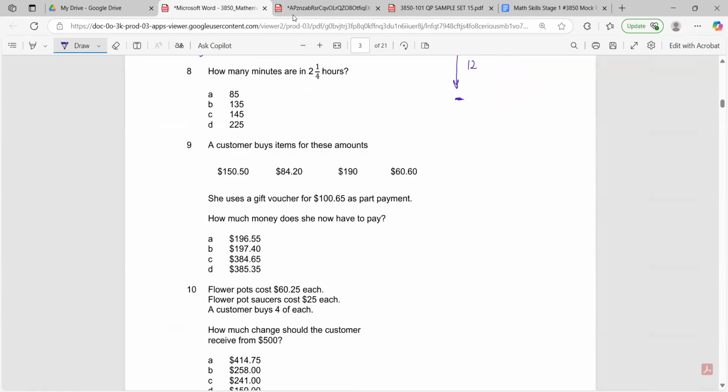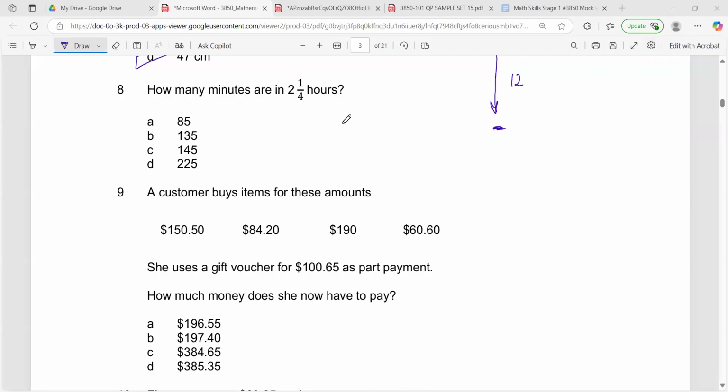A flower pot costs $60.25 each. A flower pot saucer costs $25 each. The customer buys 4 of each. How much change would the customer receive from a $500? Now we are going to stop here.